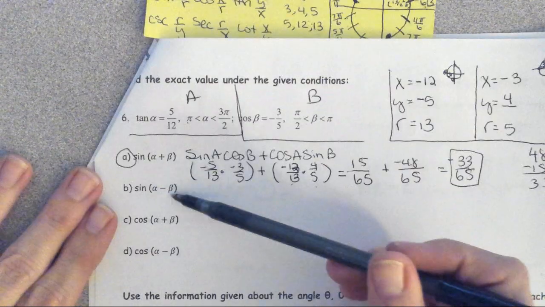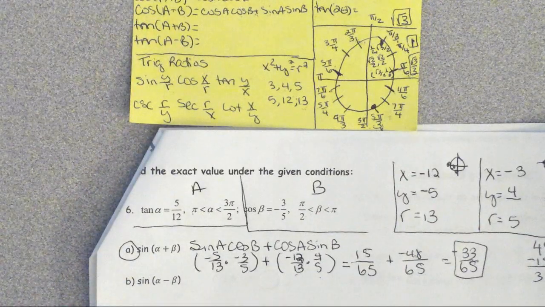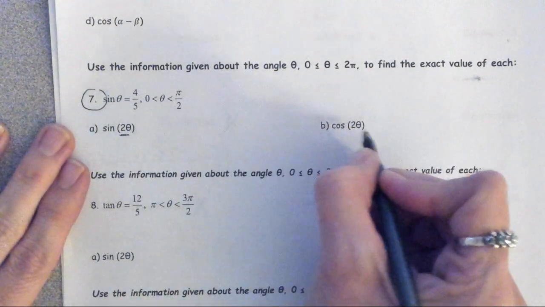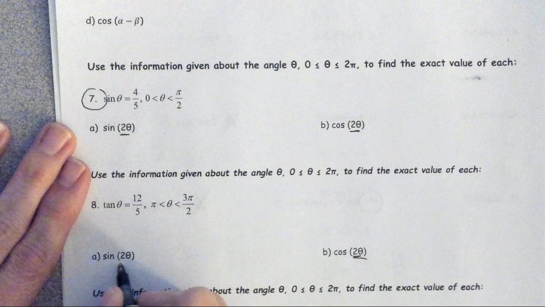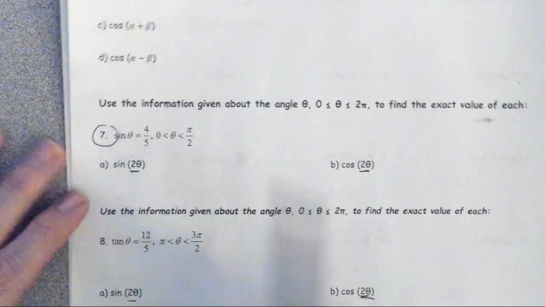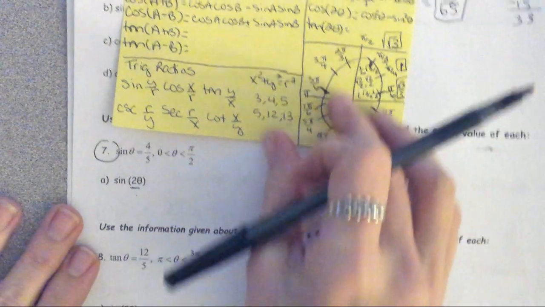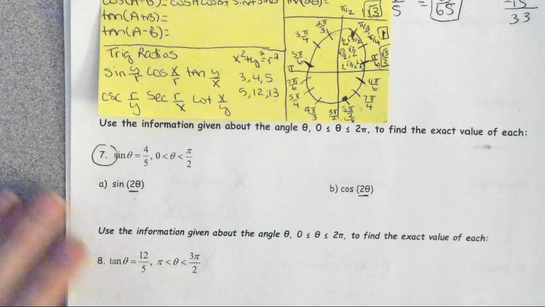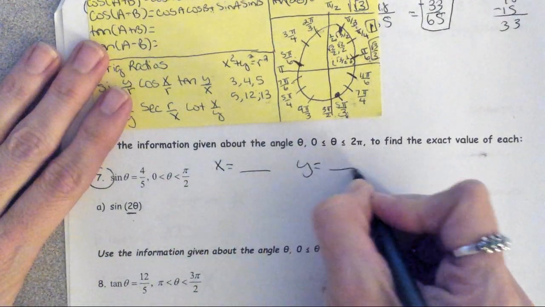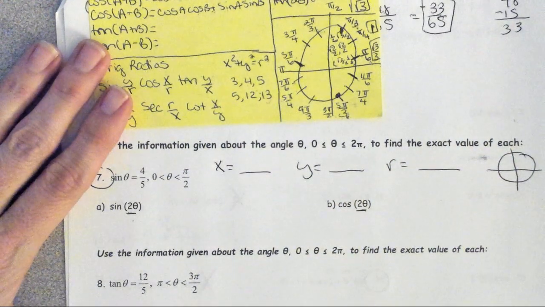Okay, and you're going to do the same thing for B, C, and D. You're just going to go use the formulas that match. All right, 7, 8, and 9 all are double angles. I know they're all double angles because it says 2 theta inside all the parentheses. I'm going to focus on number 7 because I think I did number 8 in all my classes. So when you start one of these problems, one of the first things you need to do is figure out what x, y, and r are, and you got to figure out what quadrant you're in.